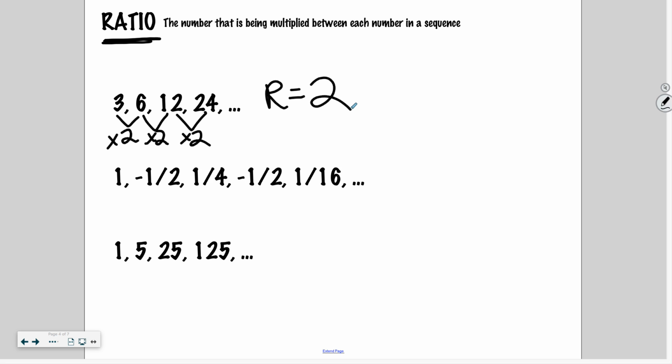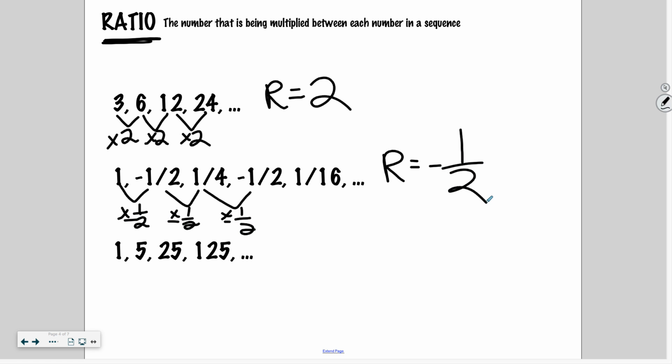Positive, negative, positive, negative, positive. I can know right away that my ratio is going to be negative because I see that pattern, and that pattern is consistent with having a negative ratio. Now to get from 1 to 1/2, that's dividing by 2, but I know that means times 1/2. Times 1/2, times 1/2, and correction, it's negative 1/2. So our ratio is negative 1/2.